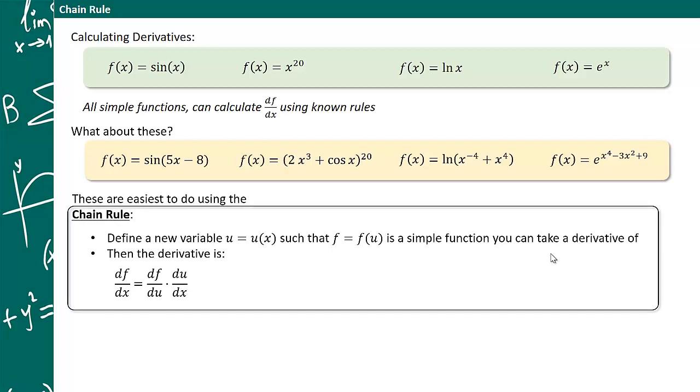And so the way we're going to formulate the chain rule for us is we'll first define a new variable, u, which is a function of x, such that my function f is now a function of u, and it's a simple function that I know how to take the derivative of. Then, to find df dx, I can just take df du, that simple derivative I know, and then take du dx, since u now only depends on x.